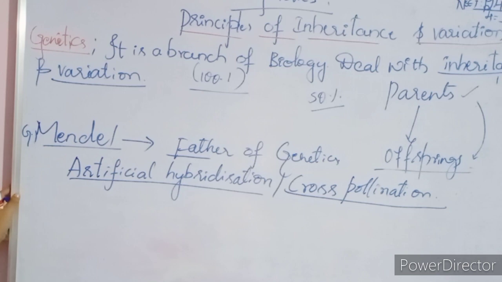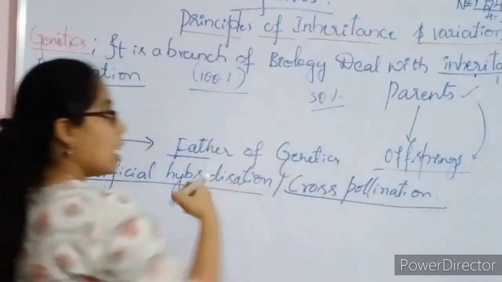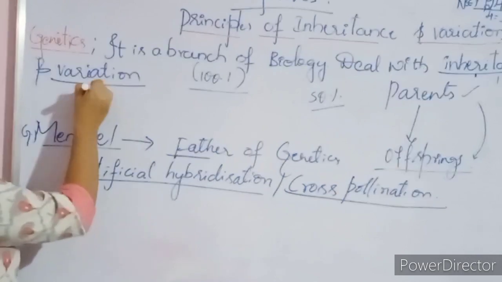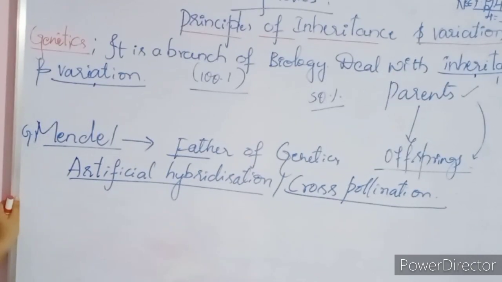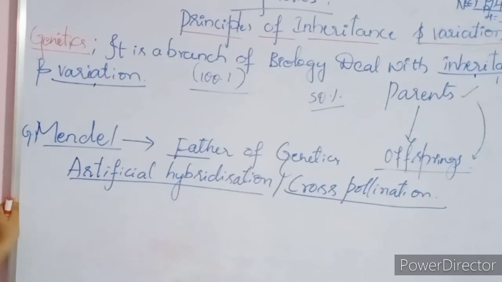But actually we should not mention the word variation here. Why? Because Gregor John Mendel, throughout his experiment, explained only the inheritance of characters, that means how offspring are going to receive characters. He did not explain variation. So keep this point in your mind, which is going to help you for your NEET or KCET examination. Clear to you?